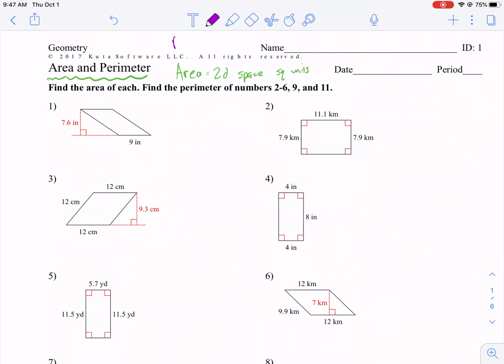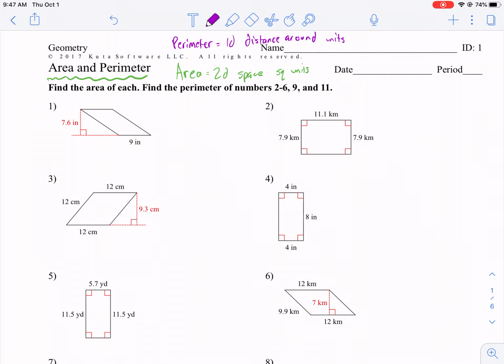Now, perimeter is the distance around something. So we're talking about one dimension, not space. We're talking about the distance around a shape, and it's just going to be in units, not square units. Okay, let's go ahead and jump right into it.